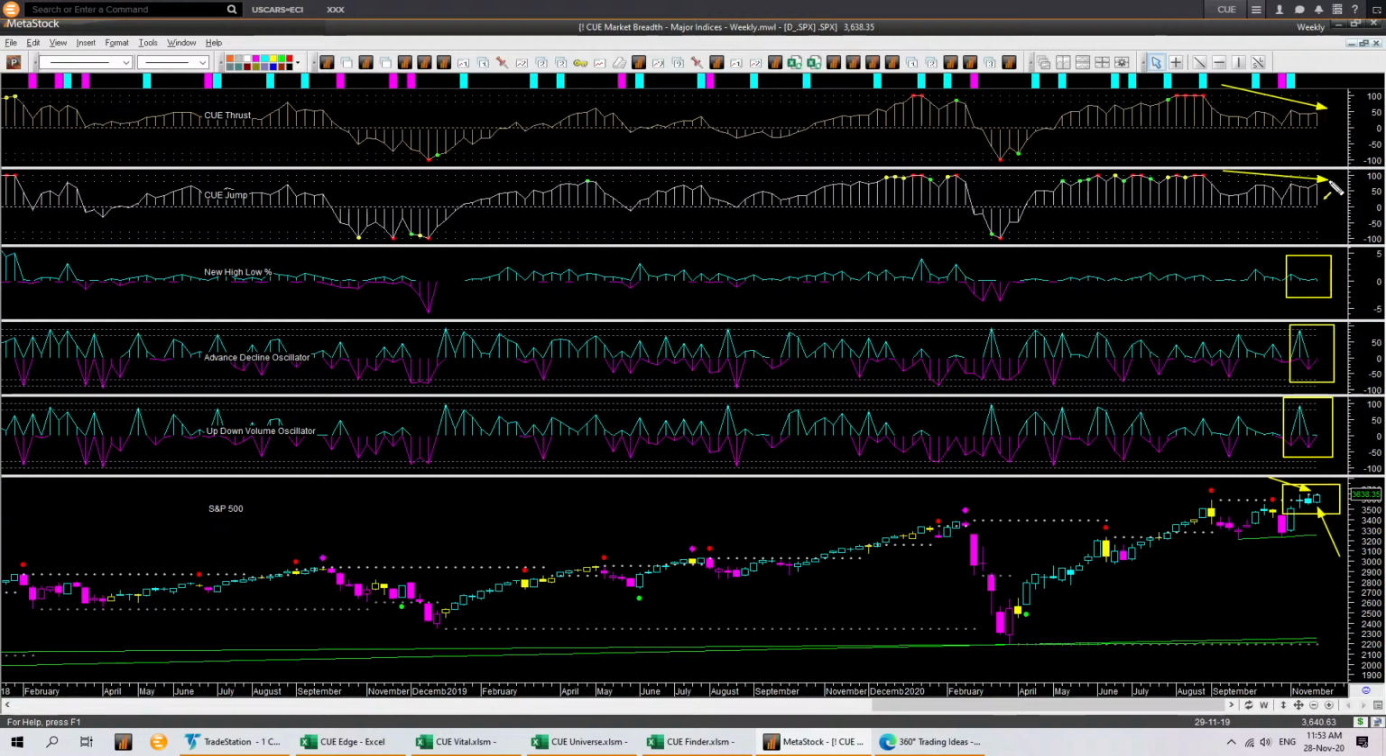Divergence in thrust and jump. It is neutral. Based on this study we are not able to say it is bullish or bearish. We are neutral on the internals, and of course the index itself is bullish.